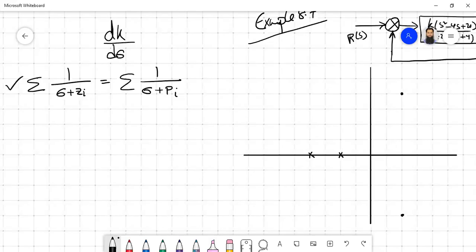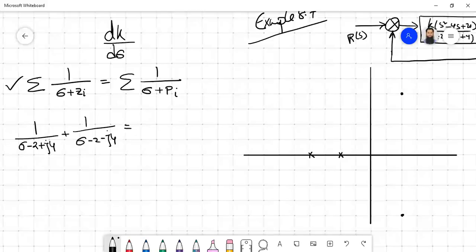Okay, so we have two zeros. One is 1 by sigma minus 2 plus j4, plus 1 by sigma minus 2 minus j4. It should be equal to the summation of 1 by sigma plus 2 plus 1 by sigma plus 4.